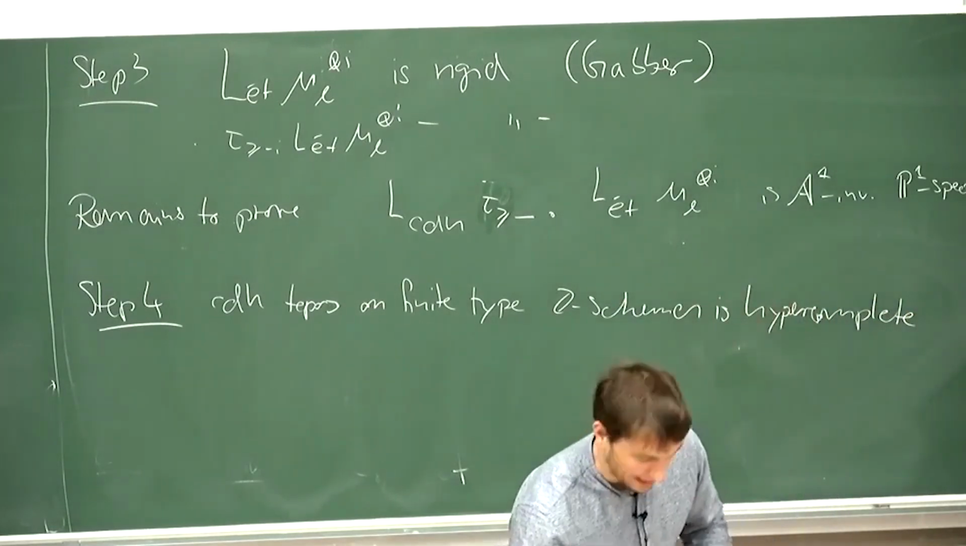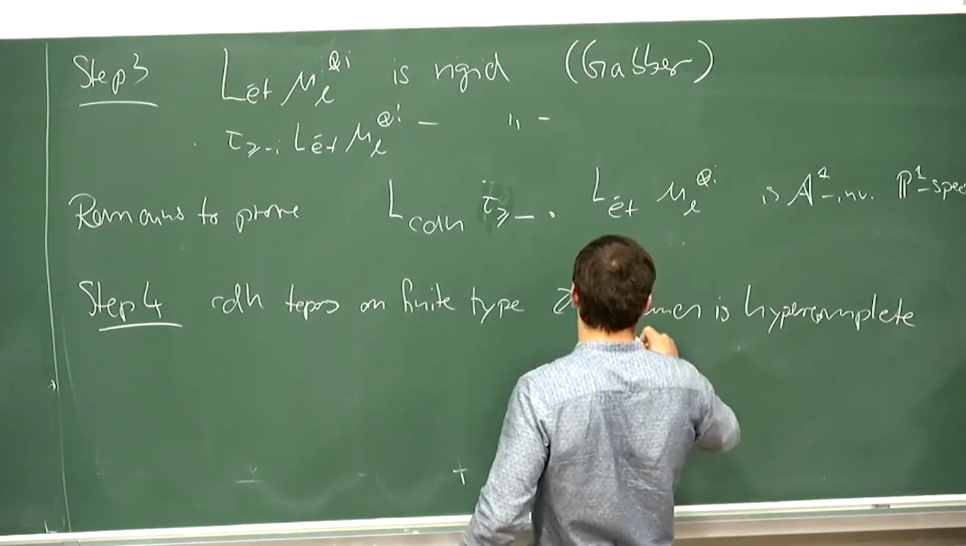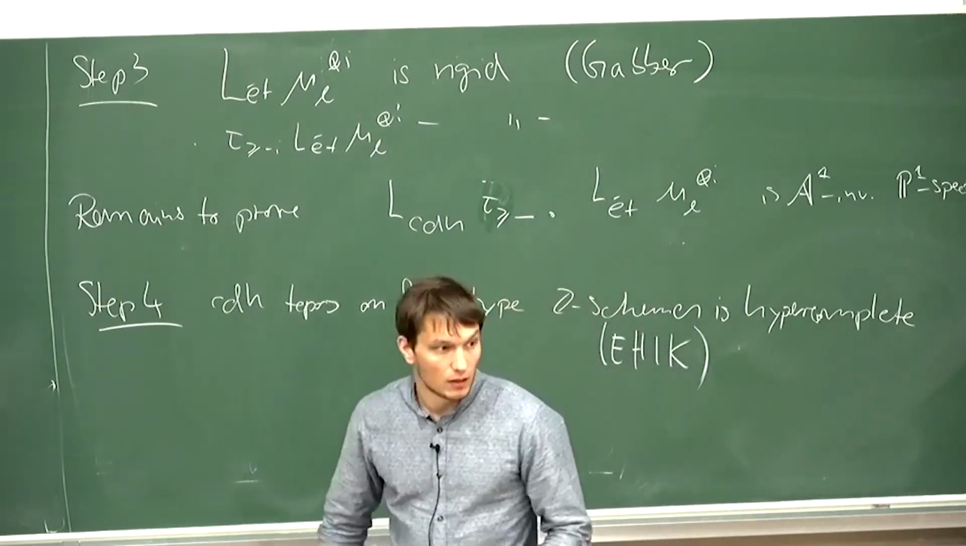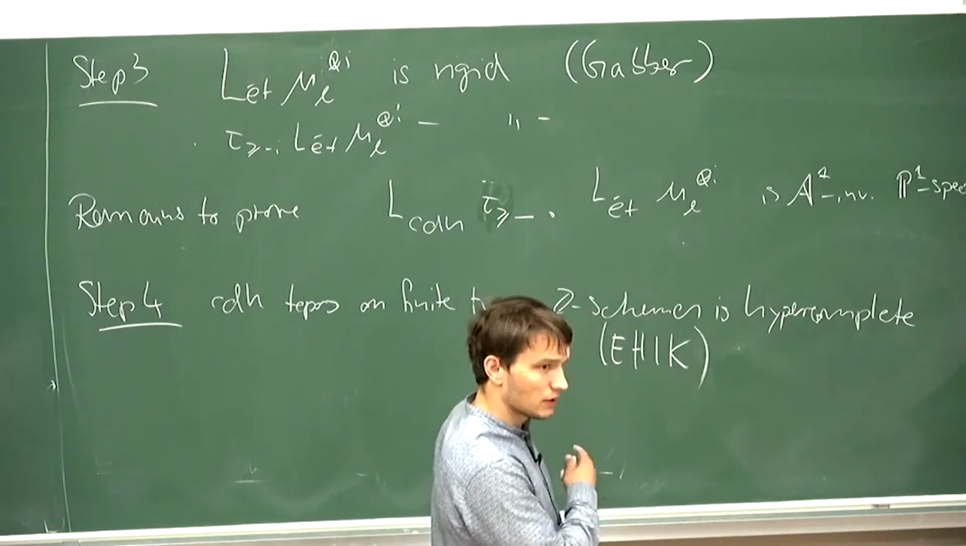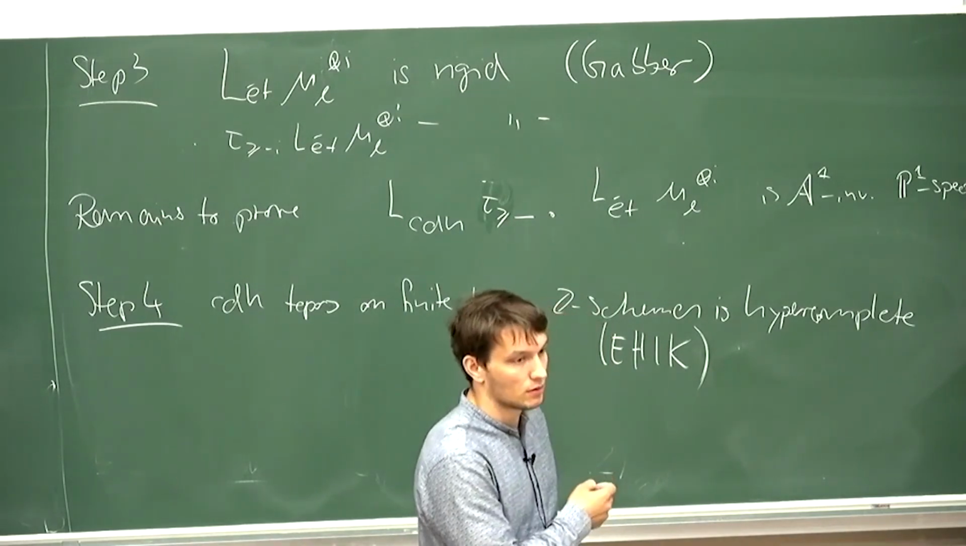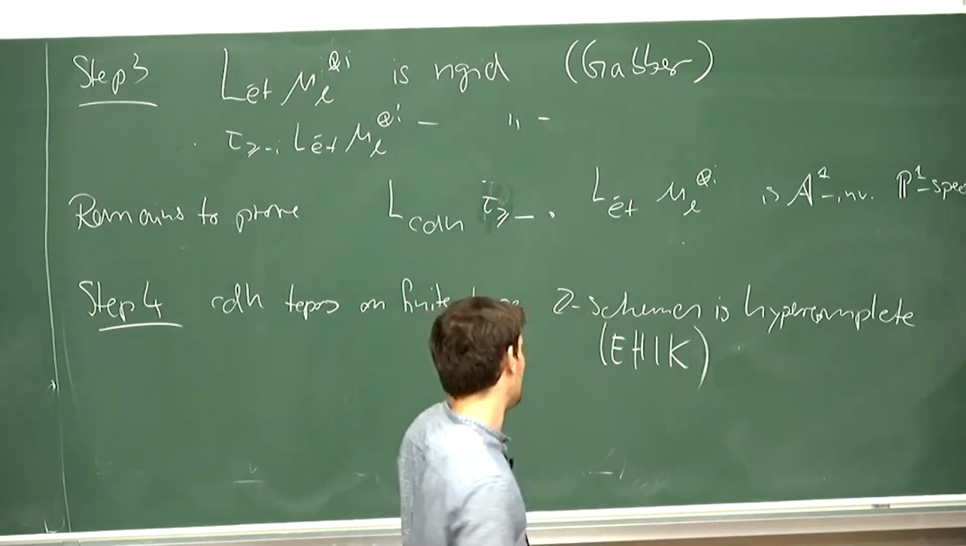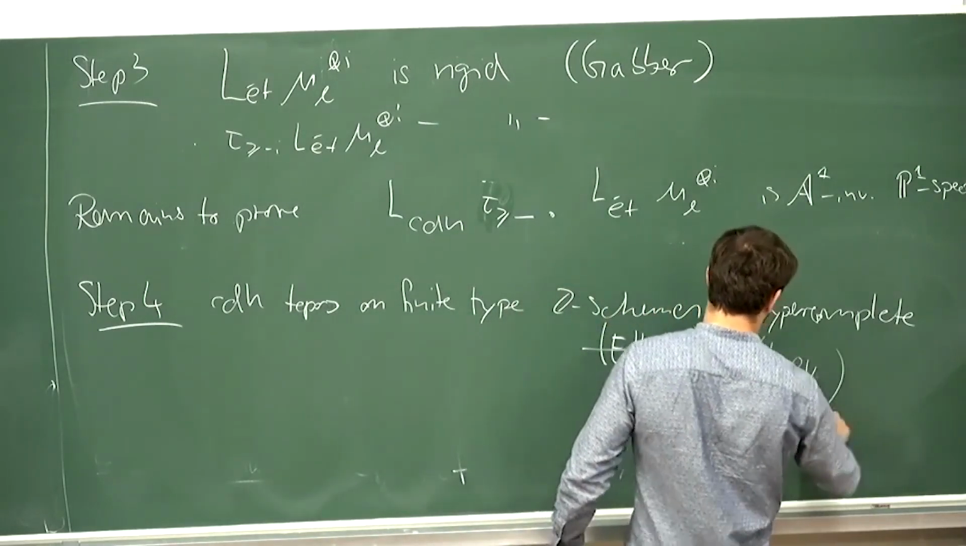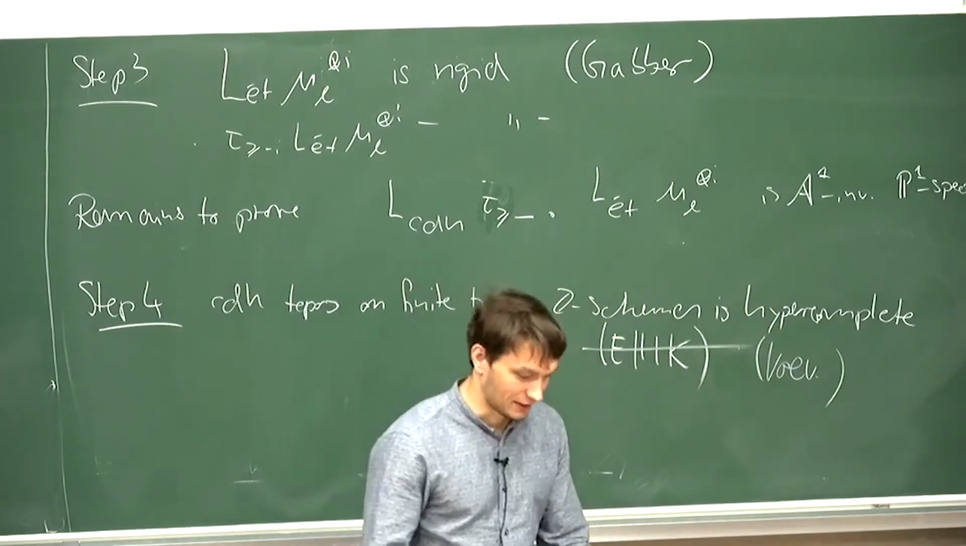Okay, so this is again Elmanto, Oiwa, Iwasa, Kelly. For Z? I see, okay. Well, Mark wants me to erase this. And I put Voevodsky, all right.